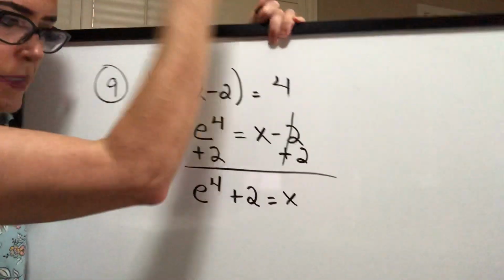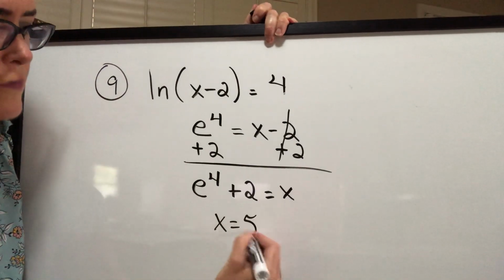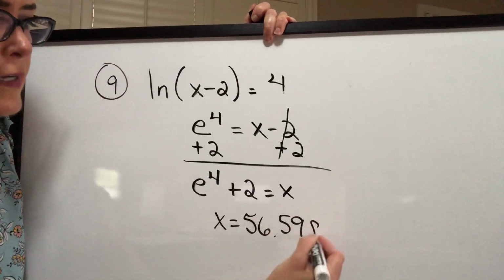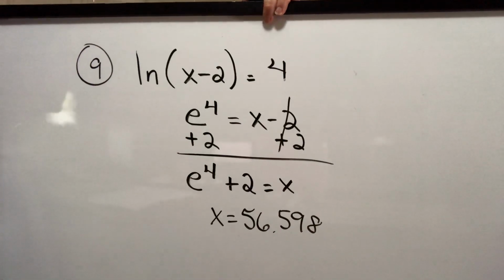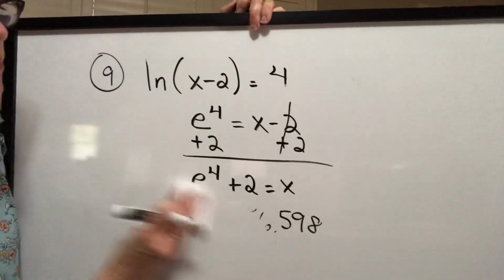Okay, so for number 9, your answer was 56.598. Okay, so one last one.